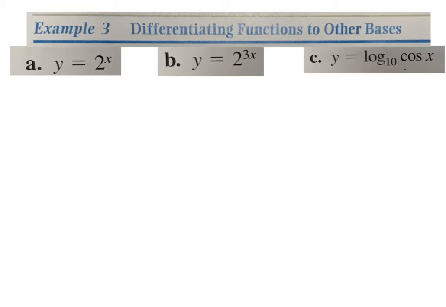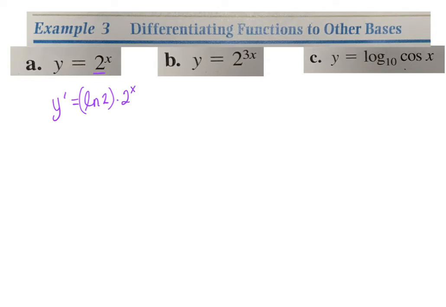So let's do some examples. Easier than it looks, I promise. They want us to differentiate these 3 functions. The first one is just a base to a power, a base to a power. So if I'm looking for the derivative of this, it is going to be the natural log of my base, ln of 2, times the function they gave me to begin with, 2 to the x. That would be my derivative, natural log of the base times the function itself.